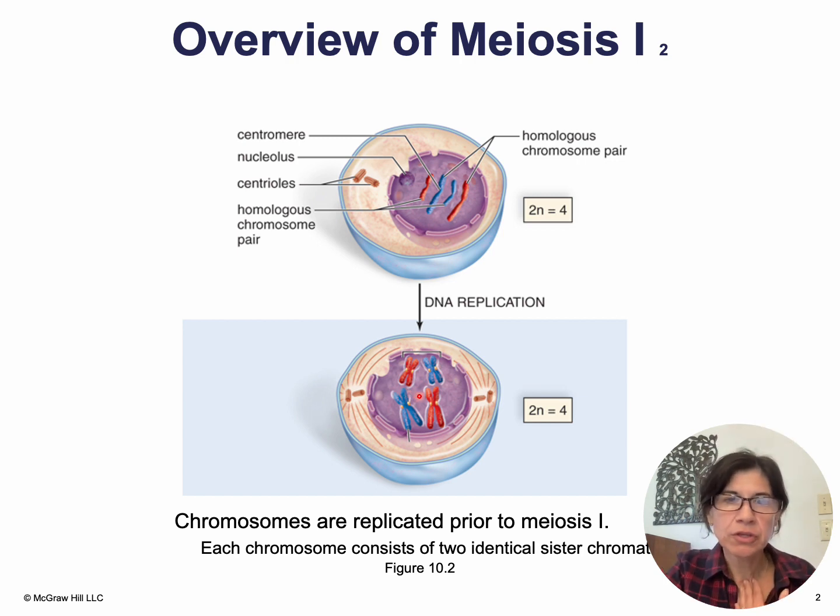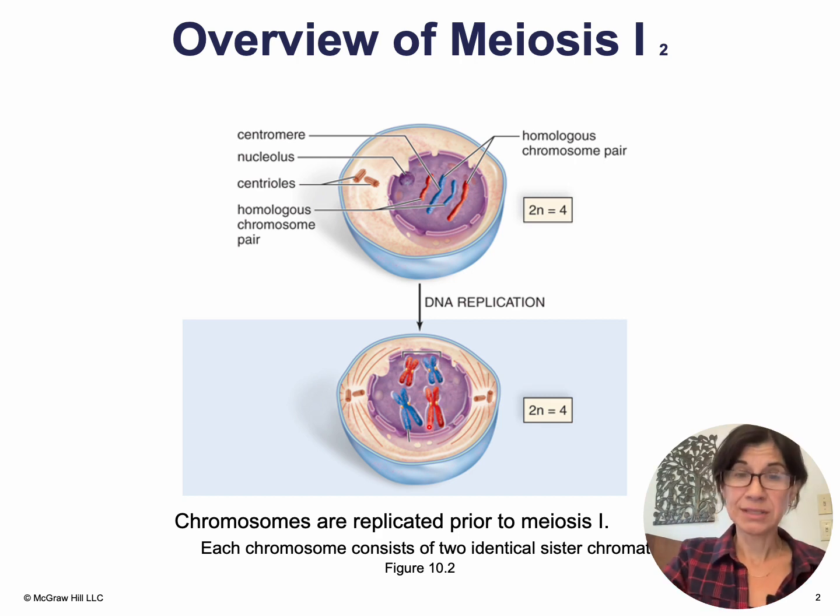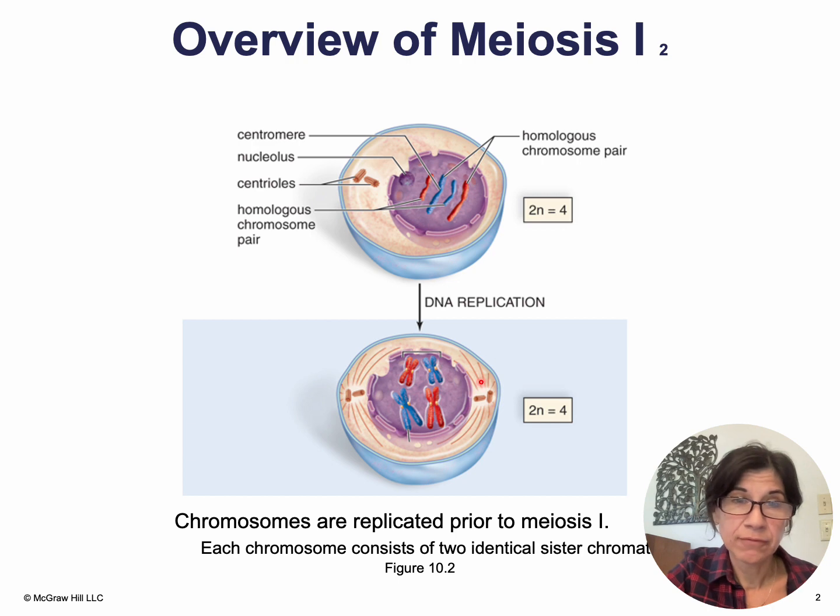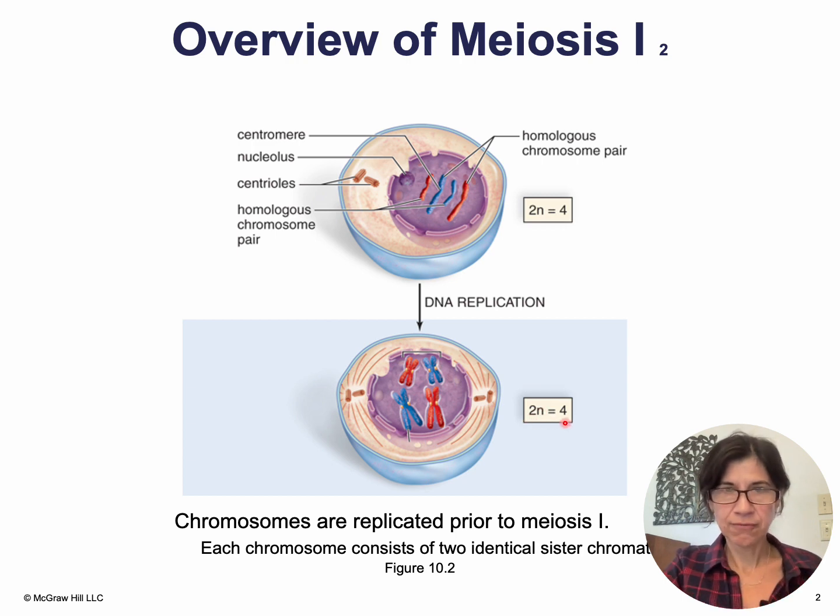If this was a real human cell, there would be 46 chromosomes, but that would be really confusing to draw. So they're just showing it with 4. That's what they're doing. So now here, 2N means haploid. The haploid number is 4 because there are 4 chromosomes. Notice what has happened here.